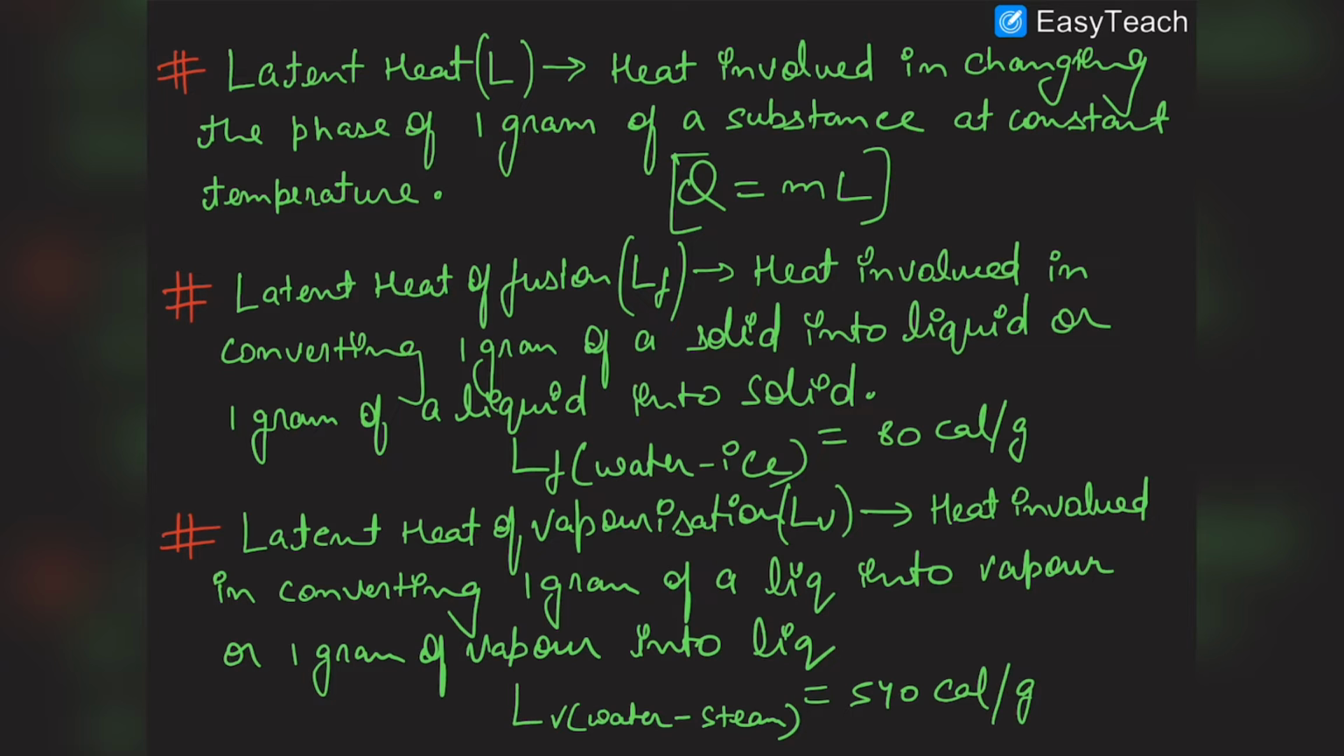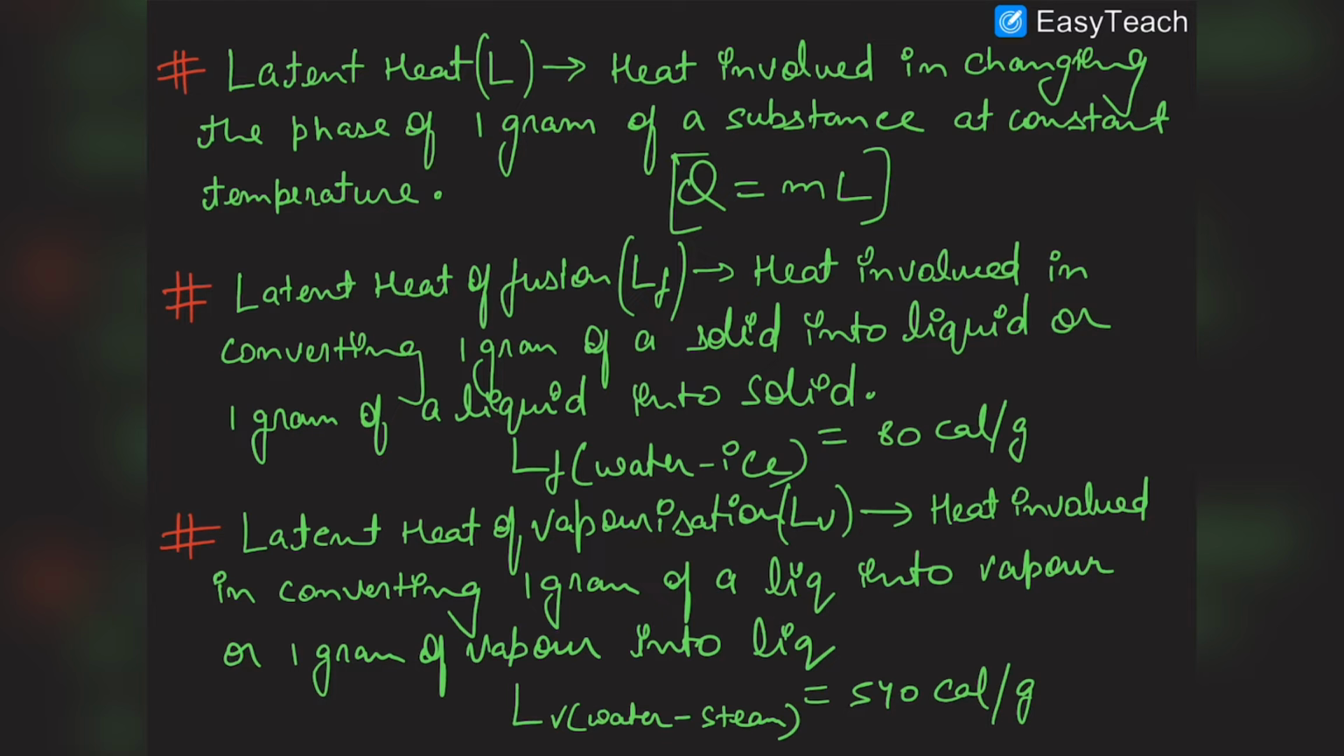Now latent heat is of two types. The first one is the latent heat of fusion, and the second one is the latent heat of vaporization. We know that when the phase changes from solid to liquid or from liquid to solid, this process is called fusion, and the heat involved in converting 1 gram of any solid into liquid or 1 gram of any liquid into solid is called the latent heat of fusion, and it is 80 calorie per gram, which I have already discussed in the previous example.